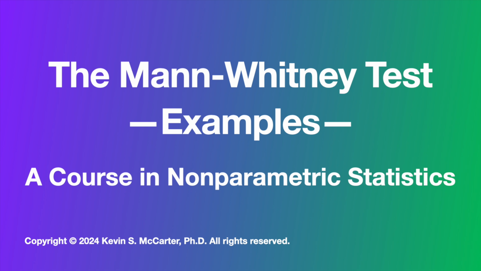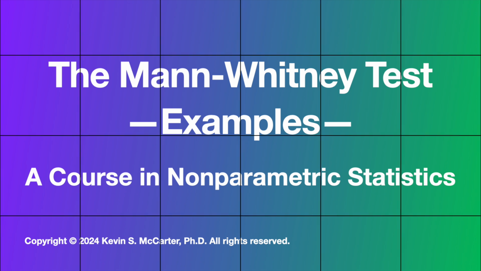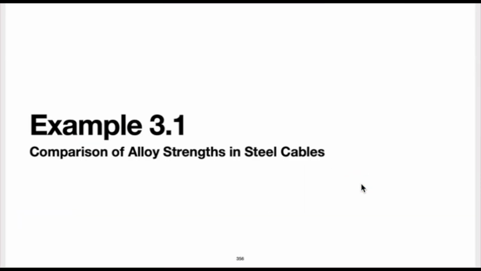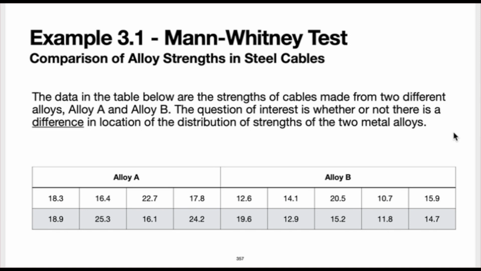Now in this video we're going to look at two examples of applying the Mann-Whitney test. So this first example, which we'll call example 3.1, is a comparison of alloy strengths in steel cables. Now the data in the table below are the strengths of cables made from two different alloys, which we'll call alloy A and alloy B.